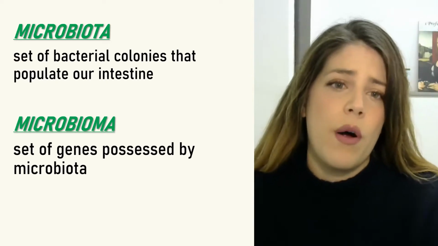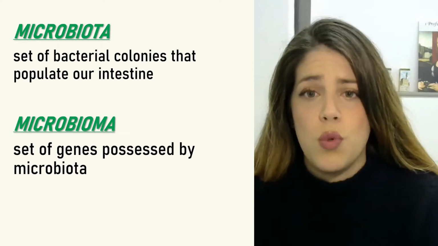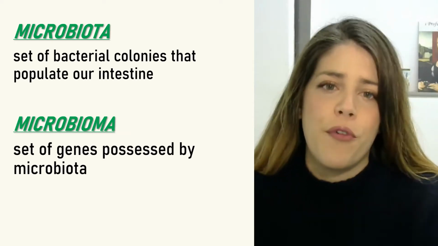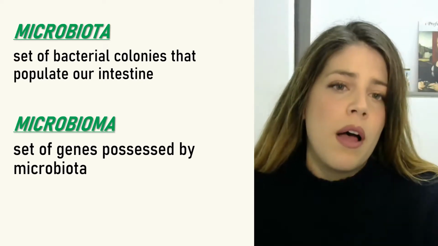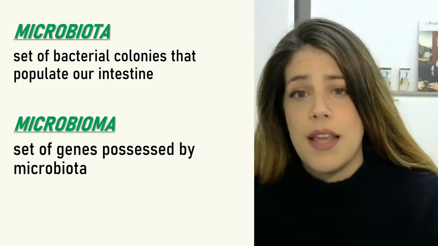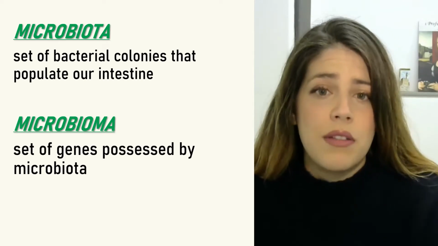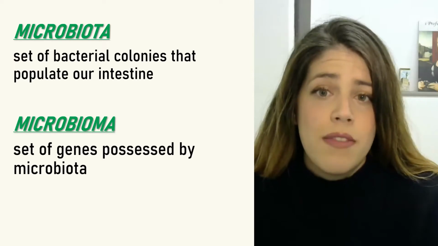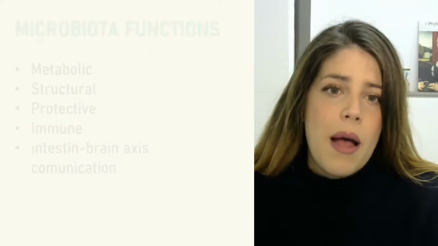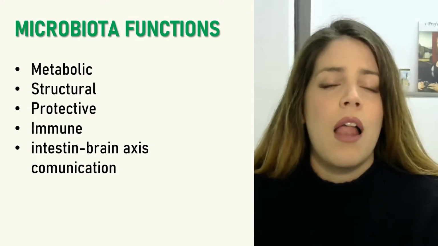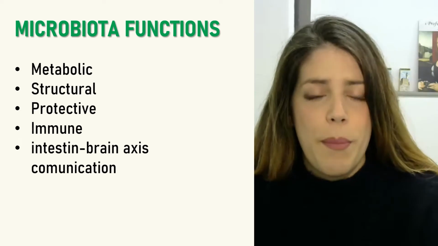All the cells of our body contain DNA and therefore genes, which are used to make cells differentiate and perform functions useful to the body. The genes of the microbiome are different from the genes of our cells, which means that the microbiome allows intestinal bacteria to perform functions that our cells alone could not perform. The microbiota performs a lot of very important and useful functions for our body.